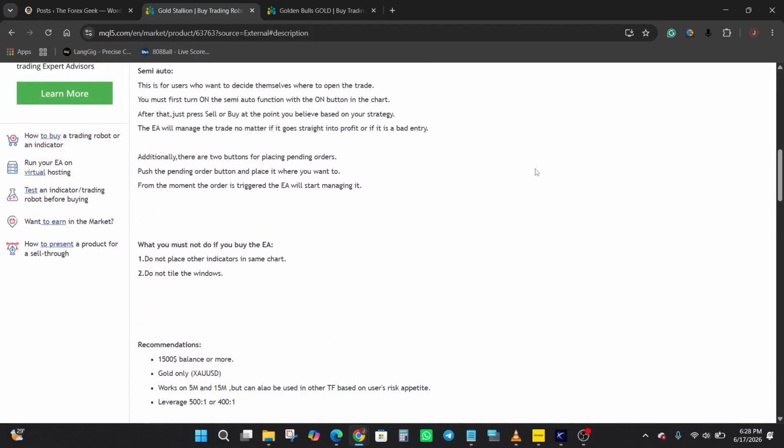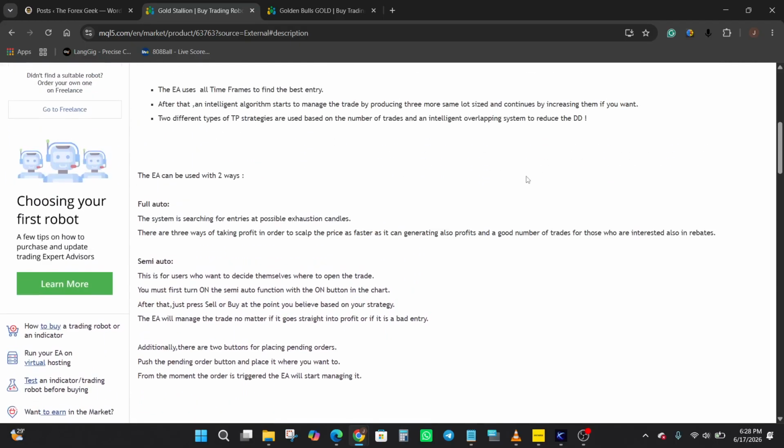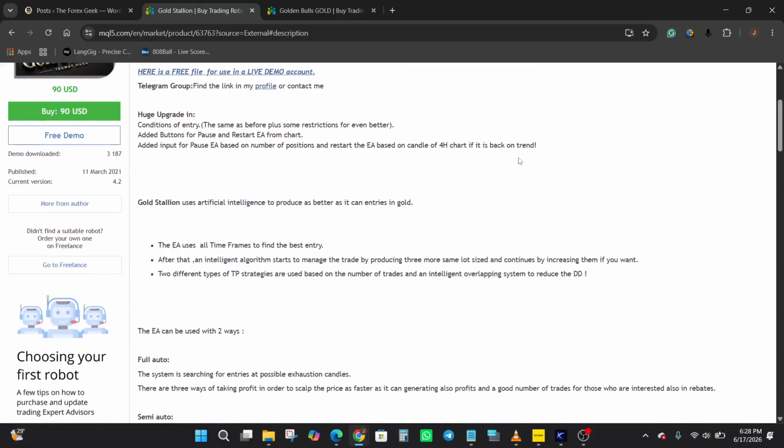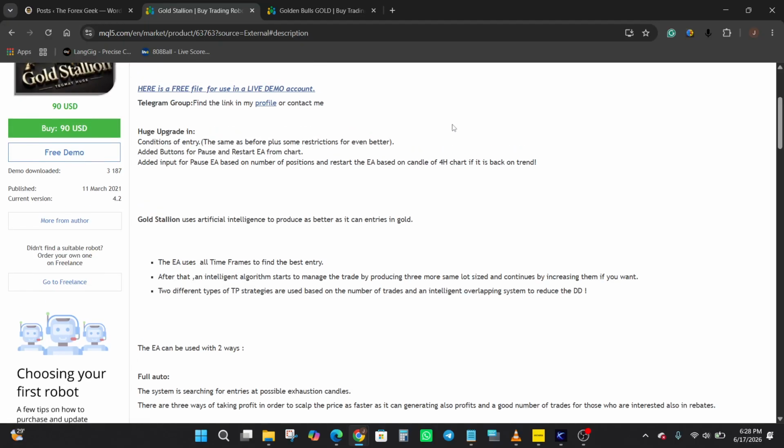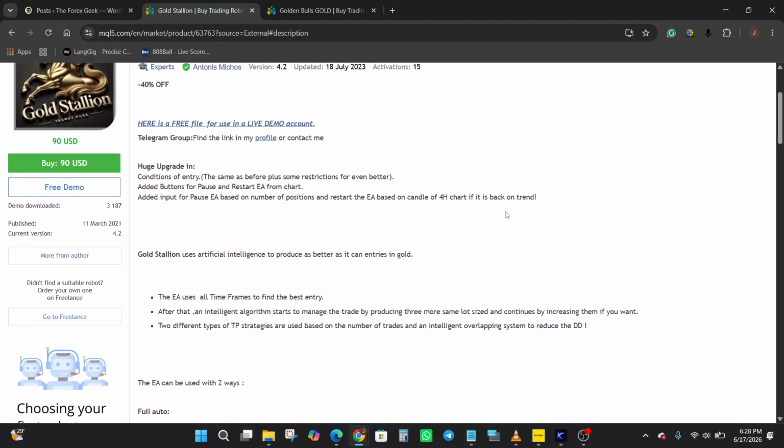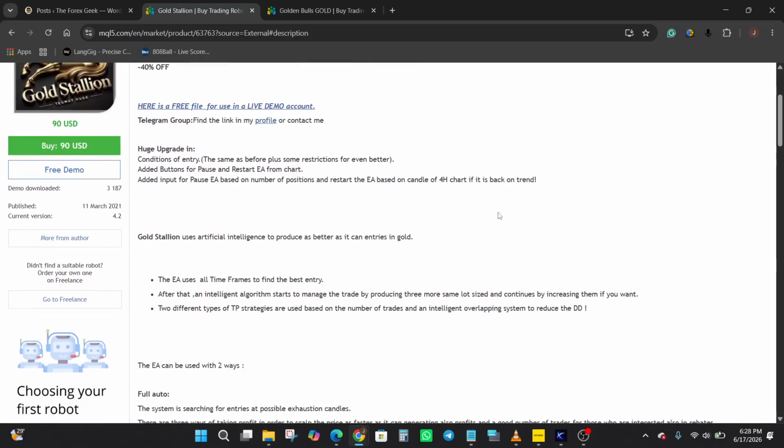As I continue through the product page, one of the recent upgrades mentioned is improved entry conditions along with new chart buttons that allow users to pause and restart the EA directly from the chart. There's also a feature that can pause trading after a specified number of positions and then automatically restart trading if a 4-hour candle returns to trend based on a moving average setting.